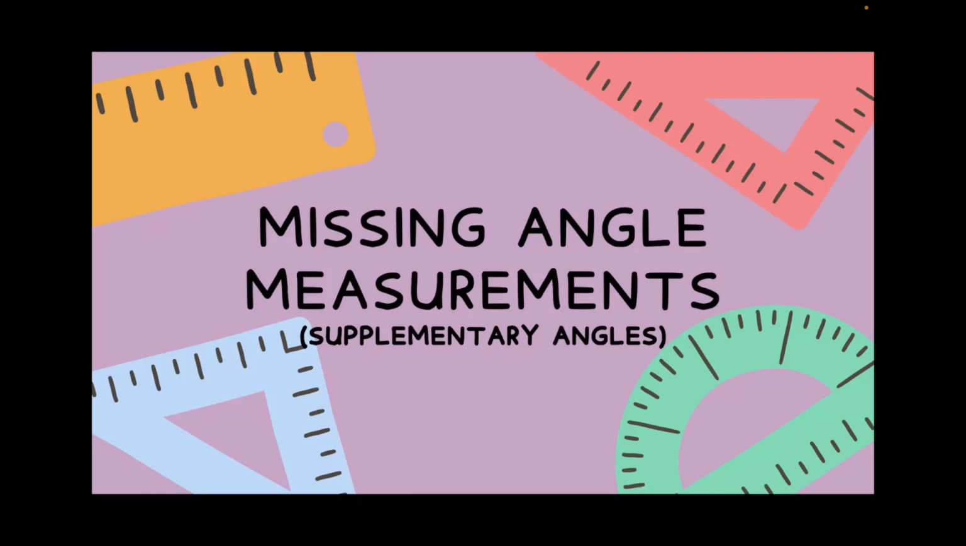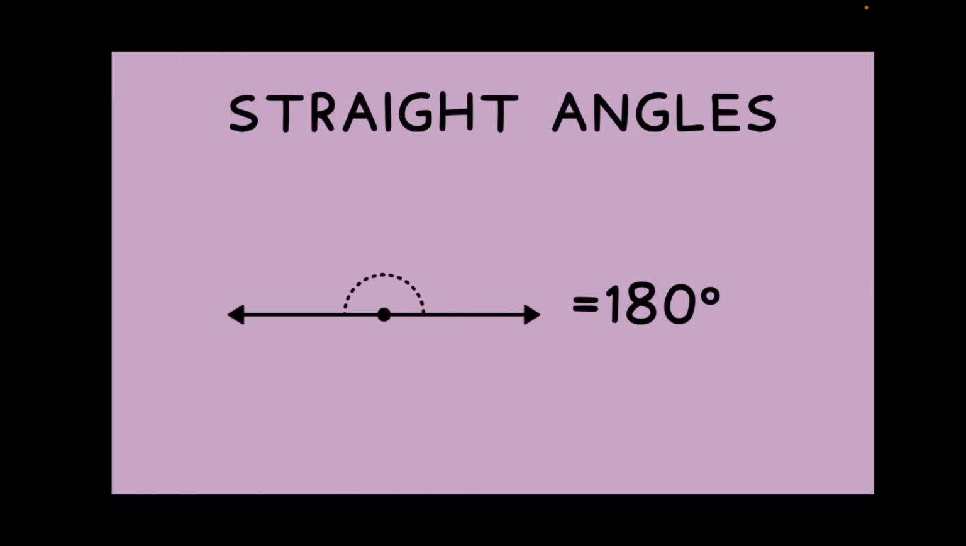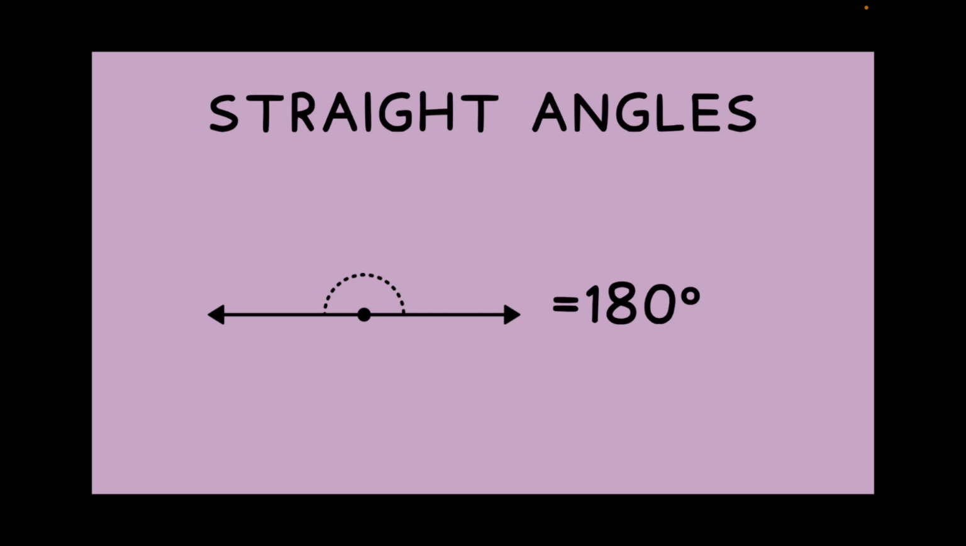This lesson is going to be about understanding supplementary angles and how we can use our knowledge of right and straight angles to help us find missing angle measurements. When an angle creates a straight line, it is known as a straight angle. Yes, very creative. A straight angle is worth 180 degrees.